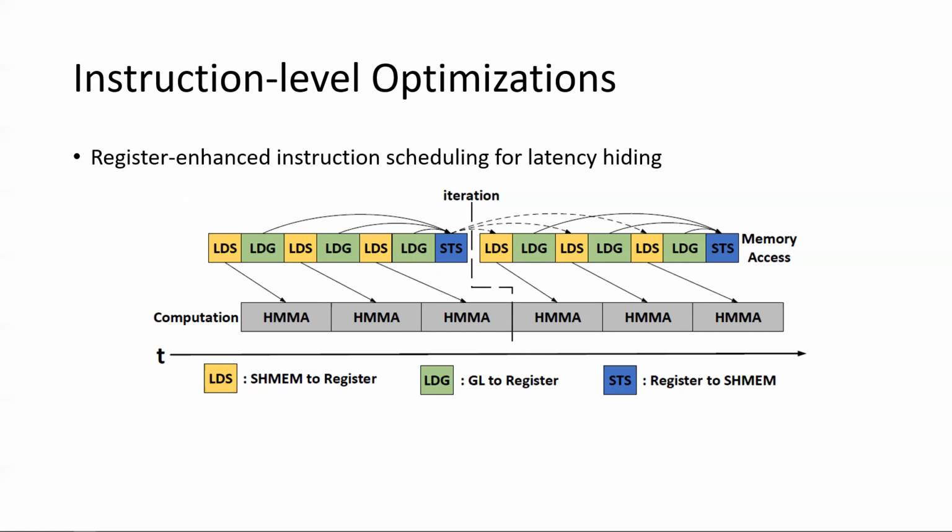In summary, we simultaneously have two parts of latency hiding. One is between loading data from shared memory and HMMA computation. Another one is loading data from global memory for the next iteration.